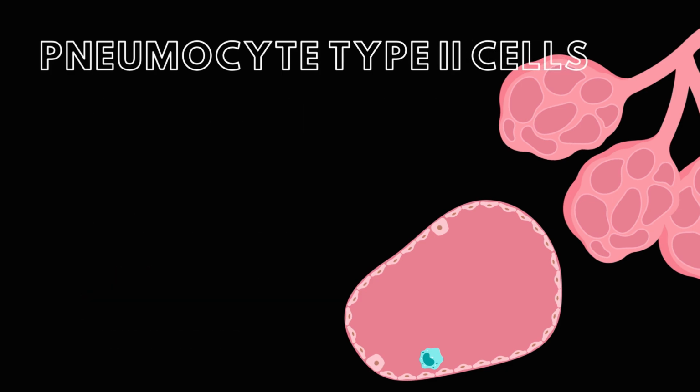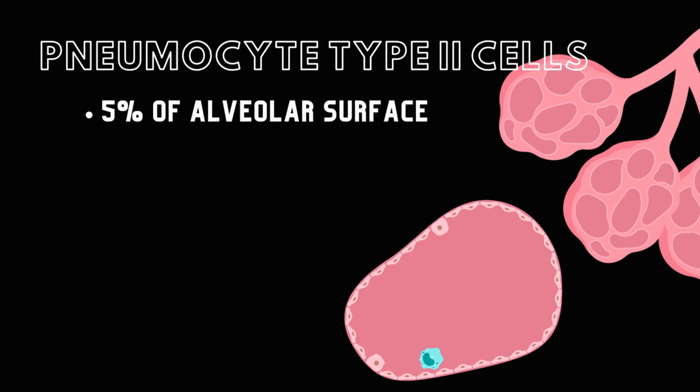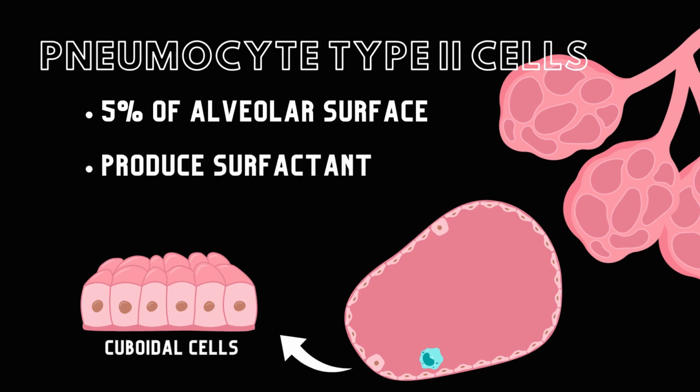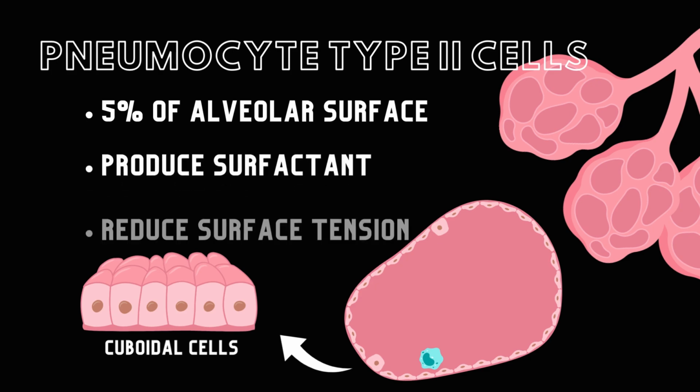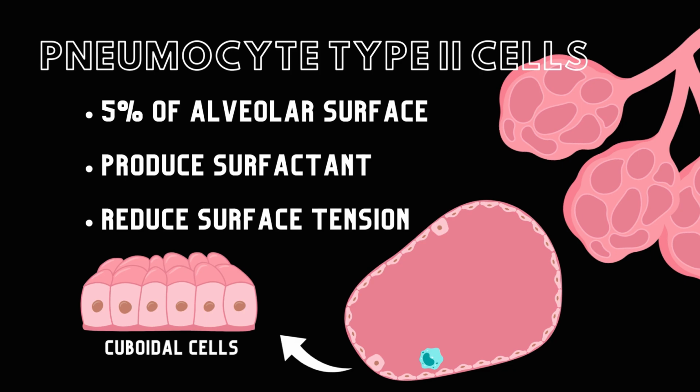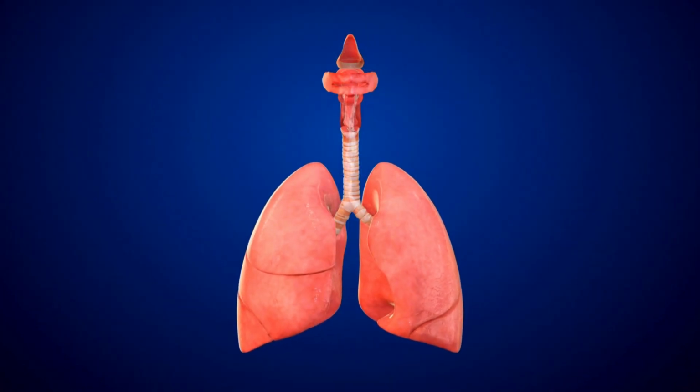Pneumocyte type 2 cells, also known as great alveolar cells, make up approximately 5% of the alveolar surface. These cells are cuboidal in shape and produce surfactant, a phospholipid that reduces the surface tension of the alveolar walls. Less surface tension means less pressure is required to inflate the lungs and keep the alveoli open.